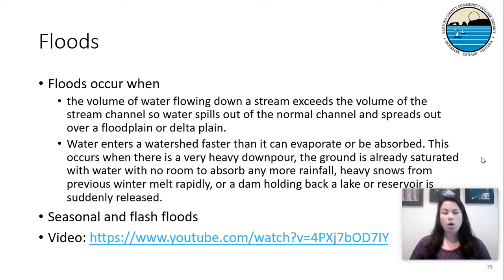And this is when water enters the watershed faster than can be evaporated or absorbed, and occurs when we have a heavy downpour or an unnatural amount of water input into the system. This can also happen when the ground is already saturated and there's no more room to absorb rainfall or snowmelt. Or sometimes we get flooding when there's a dam break or a sudden release from a reservoir or something like that. And we have two different types of floods.